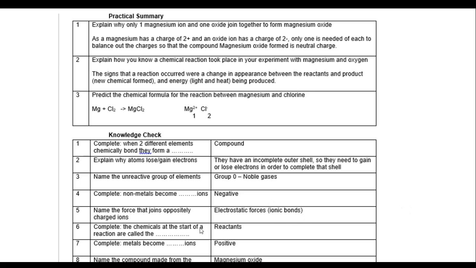The chemicals at the start of a reaction are called the reactants. The ones at the end are called the products. Metals become positive ions because they lose electrons. The reason that non-metals become negative ions is because they gain electrons. And the compound made from the reaction between magnesium and oxygen, that's the reaction that we've looked at today, is magnesium oxide. Make sure that you mark your work, and make any corrections that you need to in a different coloured pen.